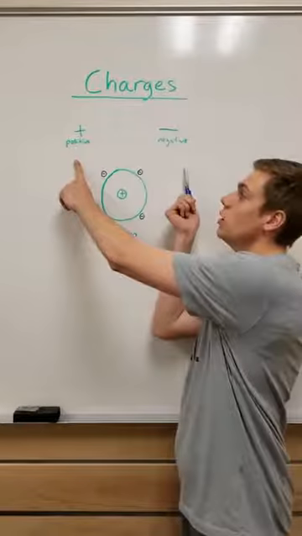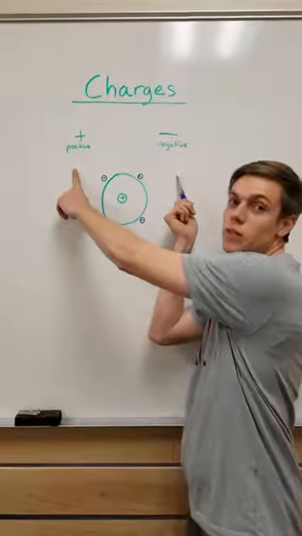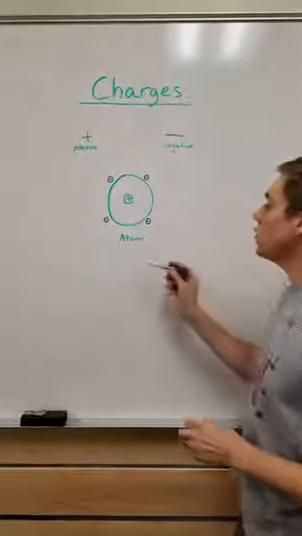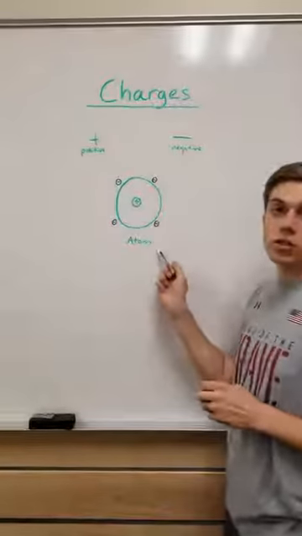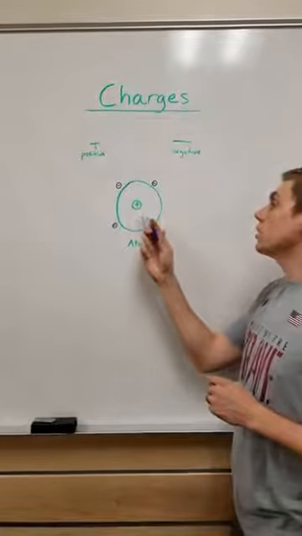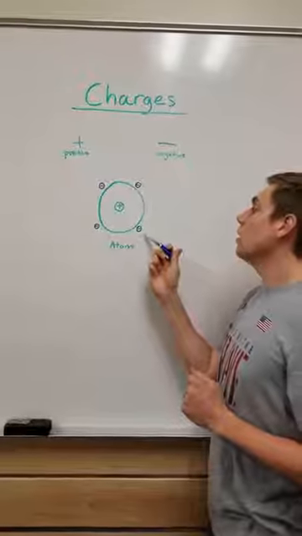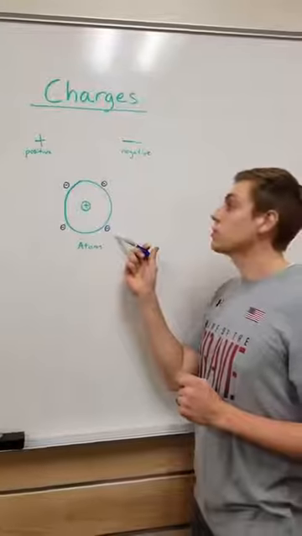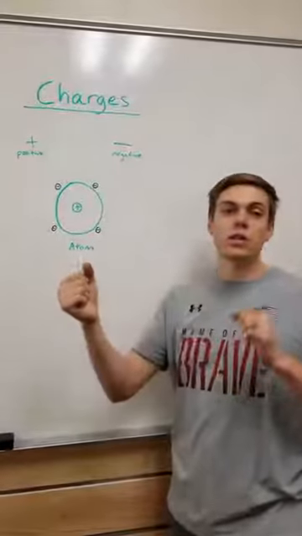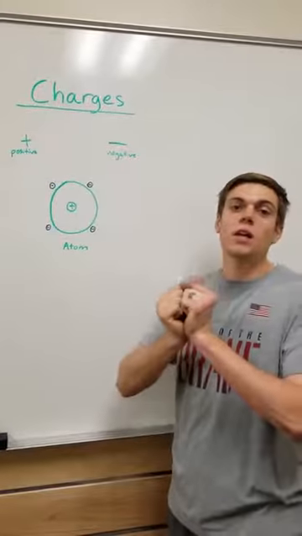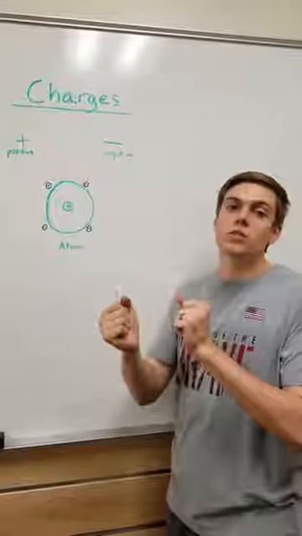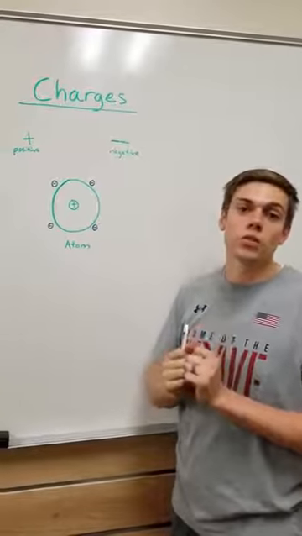There are two charges in our world, positive and negative. And each atom has both positive and negative. The nucleus, being positively charged, is surrounded by negatively charged electrons. And because positive and negative forces attract, this allows the electrons to remain close to the nucleus.